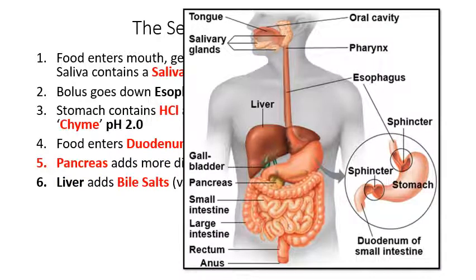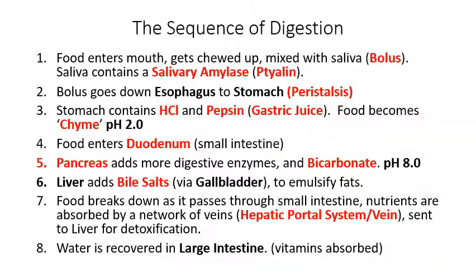Okay, so here's the structure again. There's the liver, and there's the gallbladder behind the liver. The gallbladder is attached to the duodenum, and so is the pancreas. The pancreas is visible just behind the stomach here. So the food continues to break down as it passes through the small intestine, and nutrients are absorbed into a network of veins that are referred to as the hepatic portal system.